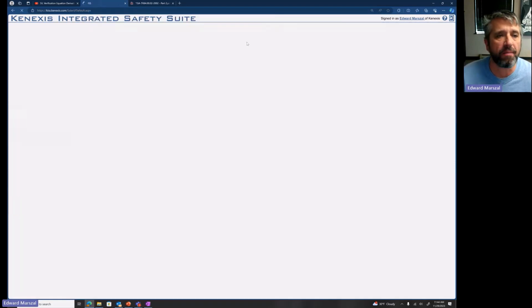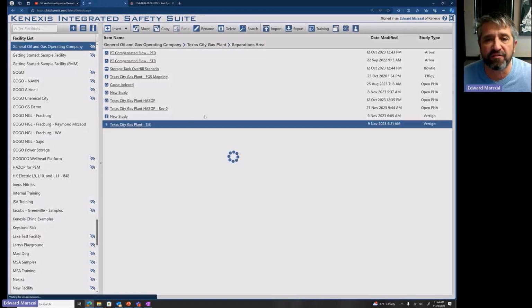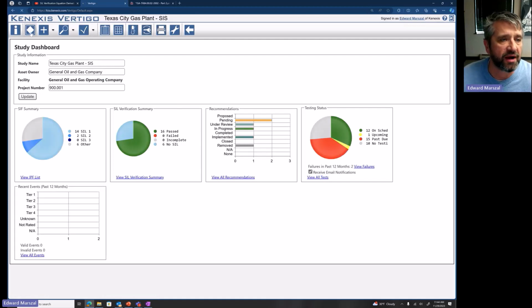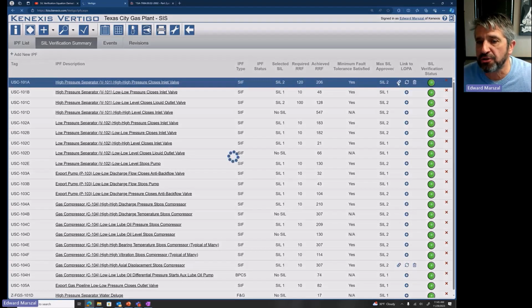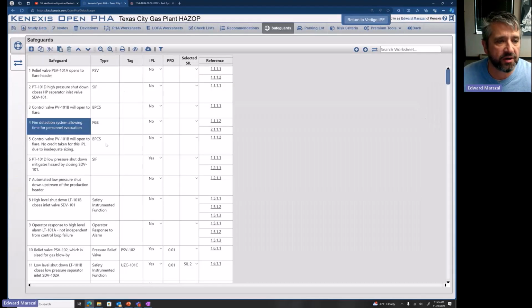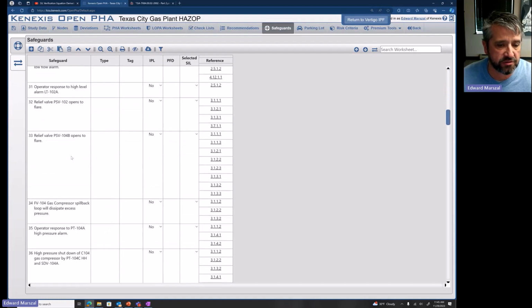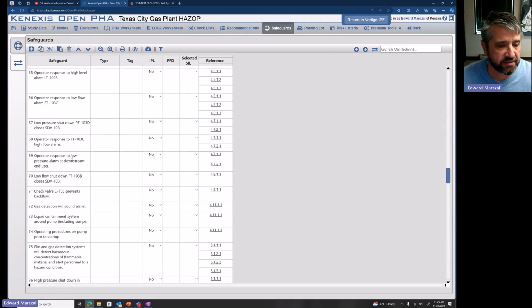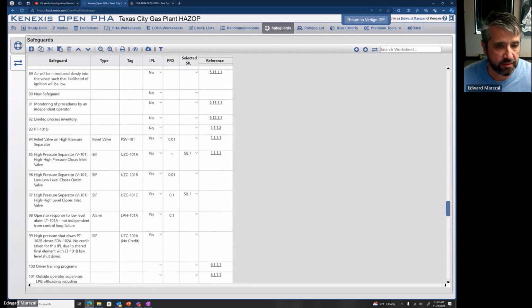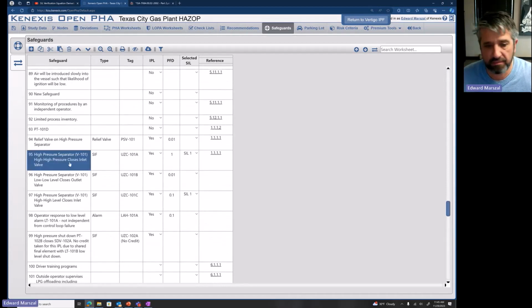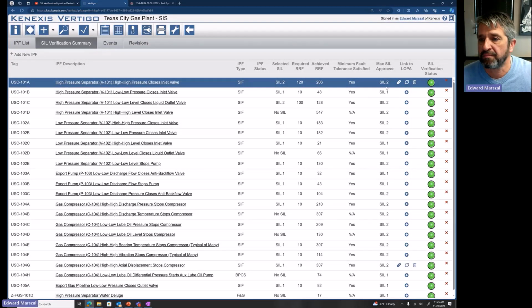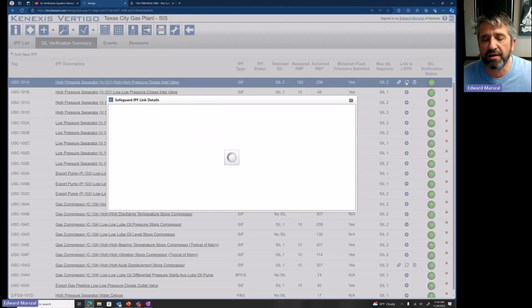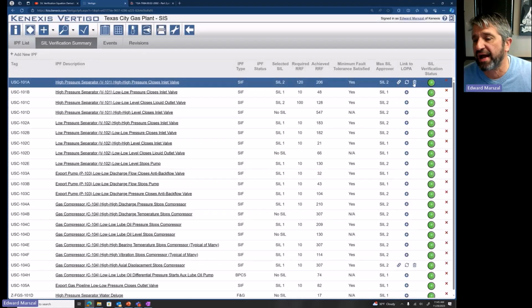So if I go back out of OpenPHA, go back into Vertigo, let me actually try to link that LOPA scenario where it should be linked. So I'll go into here, and it should have been linked to this guy. Oh, and return to Vertigo. Okay, so now, no, it didn't do it. My gosh, I have to delete the linkage first. But you get the point.